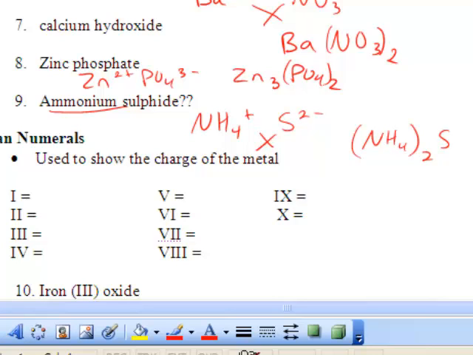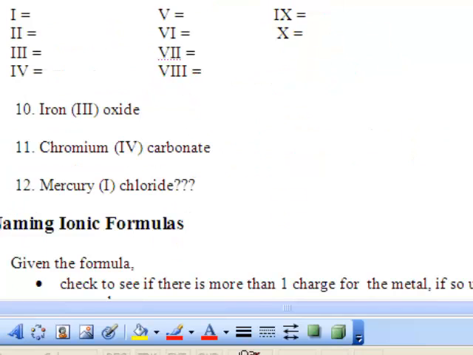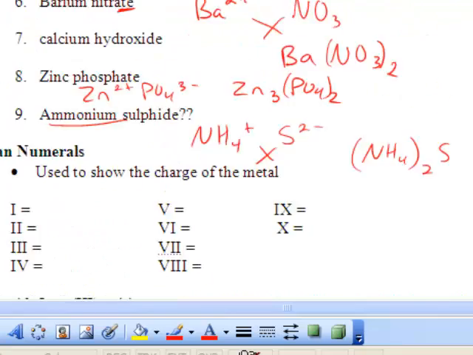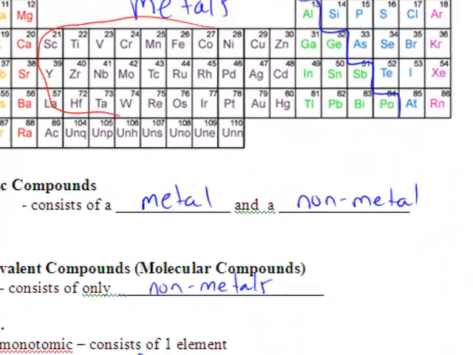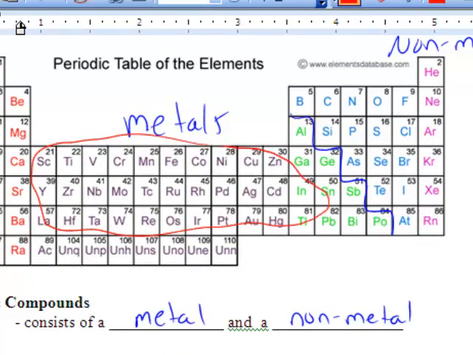So what we have next is our Roman numerals. Roman numerals are used for when we have elements that have more than one charge on the periodic table. So look at your periodic table. I'll just zoom back up here for a second. A lot of the ones here in the middle, called the transition metals, have more than one possible charge. Like iron has a possibility of 2 plus or 3 plus.